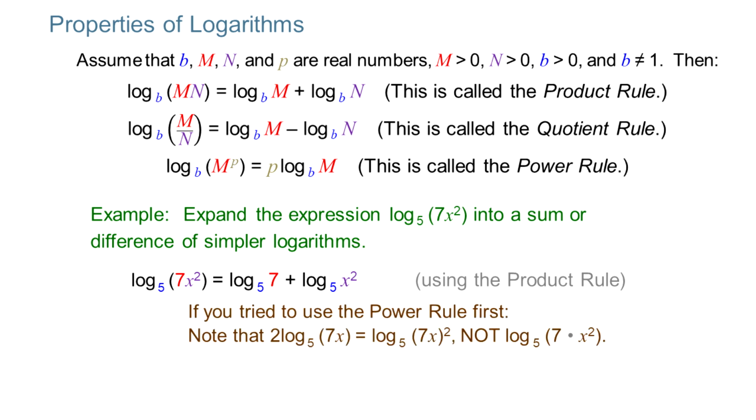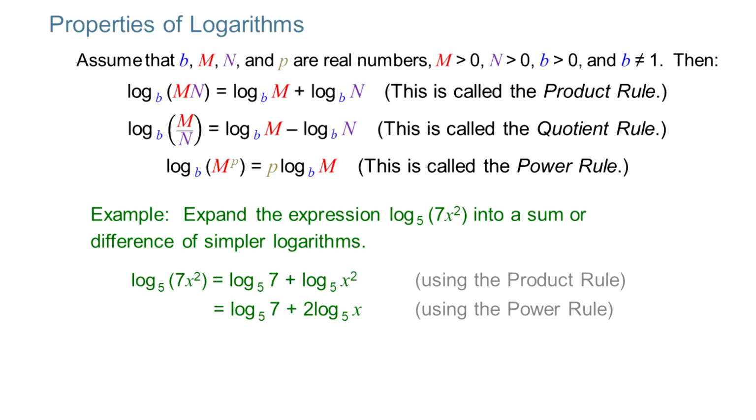When they see this problem, many students think that they should start by using the power rule. However, as you see in brown here, if you try to use this rule, this would mean that you want to raise the entire 7x to the second power. And since the order of operations says that you only want to raise the x to the second power, that should tell you that you can't start by using the power rule here.